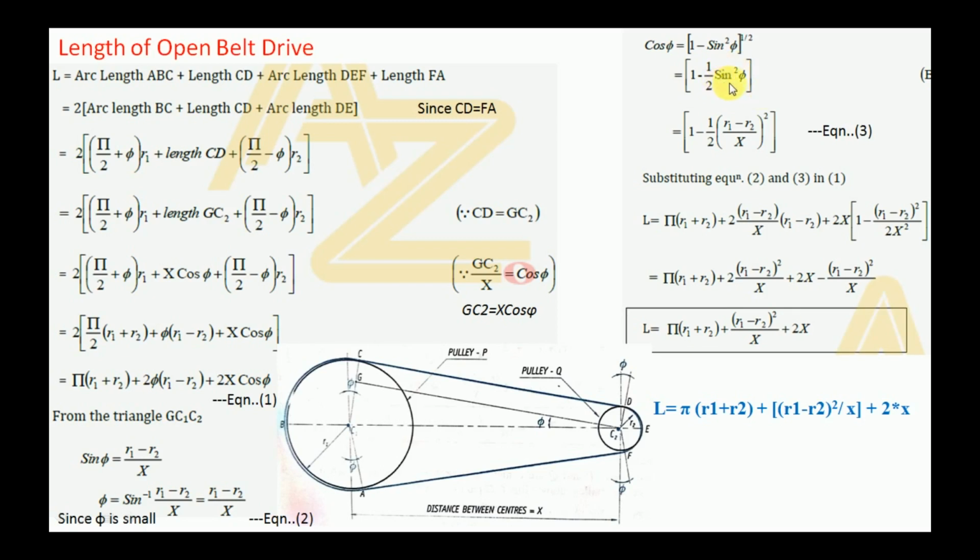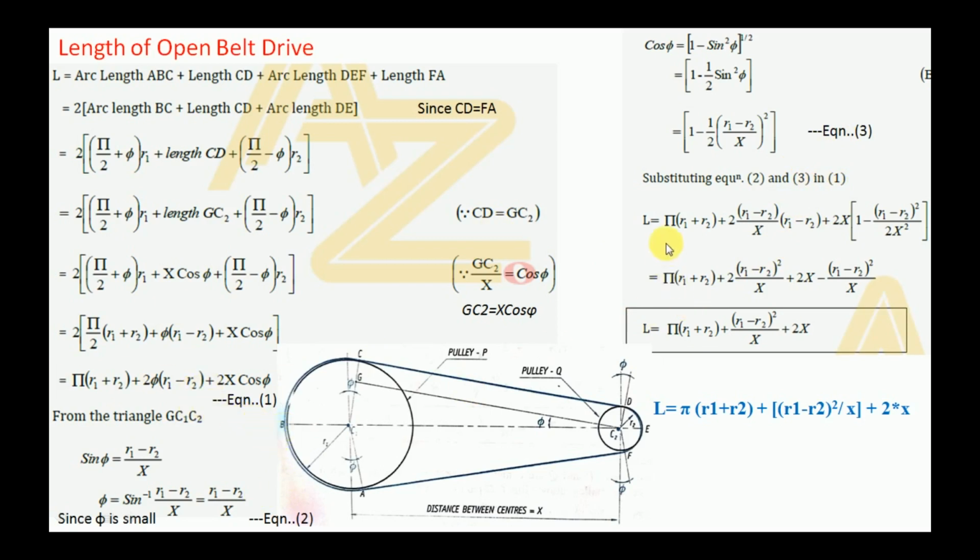Then here the sine phi value we already know is R1 minus R2 by x. If you substitute that value, it becomes 1 minus half of (R1 minus R2 by x) squared, since this is sine square. So we got cos phi in terms of R1 minus R2 by x: 1 minus half of (R1 minus R2 by x) squared. This is taken as equation 3. Now we will substitute equation 2 and equation 3 in equation 1.